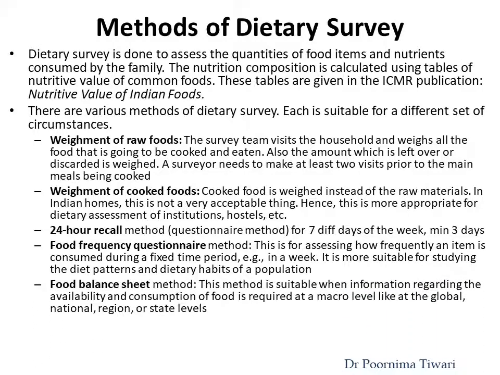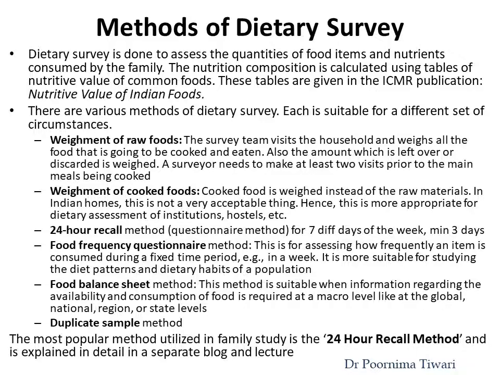Then the food balance sheet method. This is suitable not for a family but at a much larger scale, like for the whole nation or a state or a city or maybe even global level. Then the duplicate sample method, where one part of whatever is being cooked is cooked, and a second identical part is kept aside for the surveyor to measure. The most popular method utilized for the family study to measure the amount of food eaten by a family is the 24-hour recall method. Some of this has been explained above, and more detail is given in a blog and lecture on the 24-hour recall method of dietary survey.